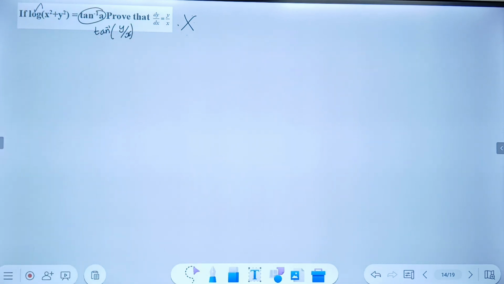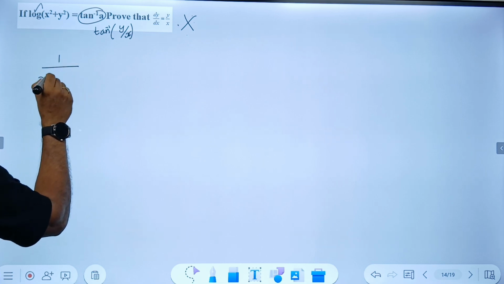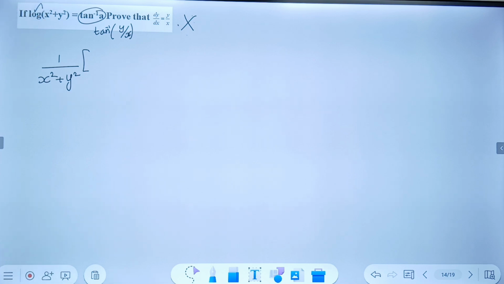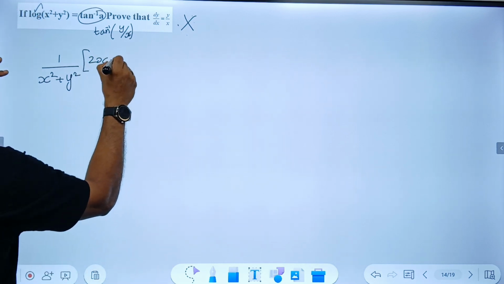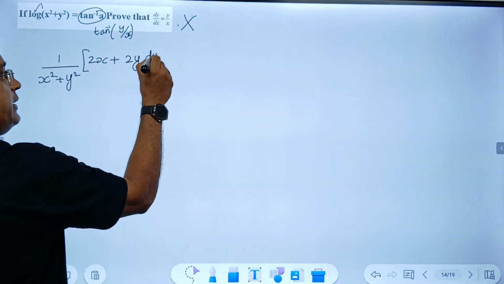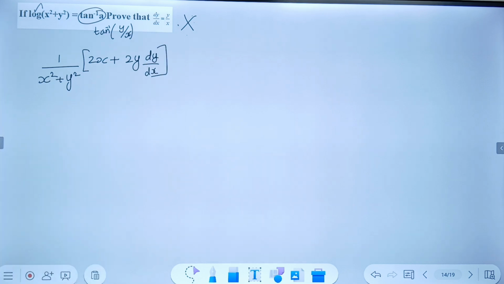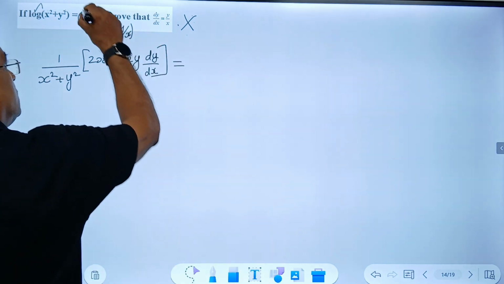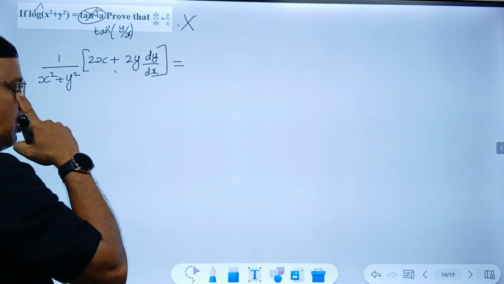So differentiation of log will be 1 by x square plus y square into, what is differentiation of x square? Differentiation of x square is 2x plus differentiation of y square will be 2y dy by dx. I used chain rule. First I differentiated log. Differentiation of log is 1 by x square plus y square. Then I go inside. Differentiation of x square is 2x plus, so I have a plus sign. Differentiation of y square will be 2y into dy by dx. Okay, chain rule equal to, I told you the question is wrong, so it should be tan inverse of y by x. Now how do I differentiate this?